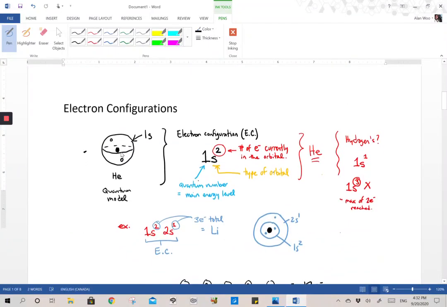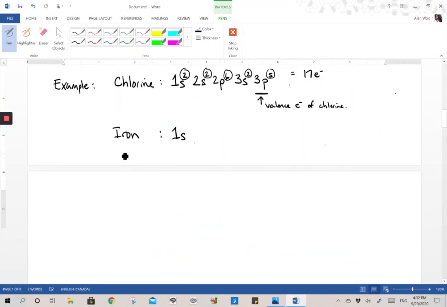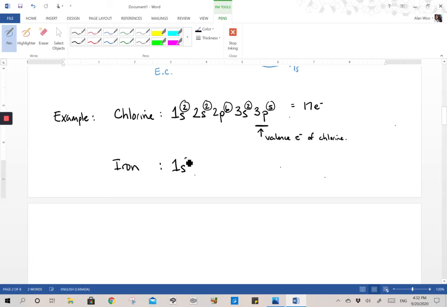The easiest thing that we can do for iron, we know that's going to be 1s2, 2s2, 2p6, 3s2. In the p orbitals, we filled it all the way full, so it's 3p6. We drop down to the next s orbital, which is 4s. It gets filled in with 2 electrons, so it's 4s2. And then we enter the 3d's.